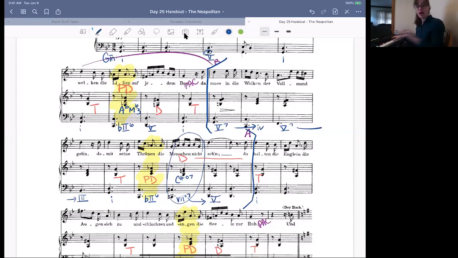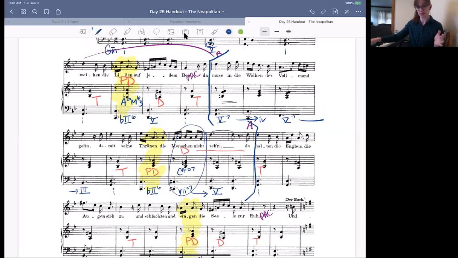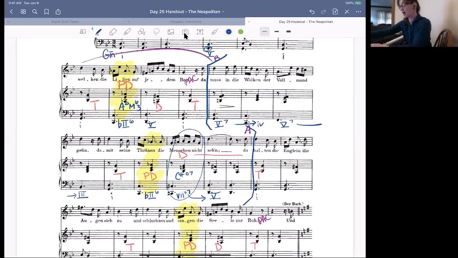And one thing I want to point out in terms of phrase structure, this is super, super regular. 4+4 phrases, very, very kind of square, except for this passage that we were just talking about. We actually get an extra bar of dominant. So we get a 4+5 phrase. We just sit on that dominant 1 bar too long before we reinitiate the A section.